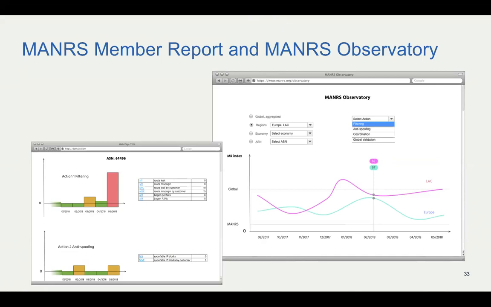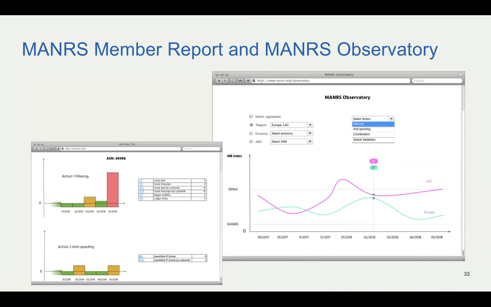But as you know, as time goes by, as new networks are connected to this network, as you get new customers, some things may not get up to scratch. So we want to monitor that and ensure that once you joined, you will remain compliant. Or if there is a case of some incompliance, that you will be informed. For this, we are creating those member reports. And this is crucial for the credibility of this effort.